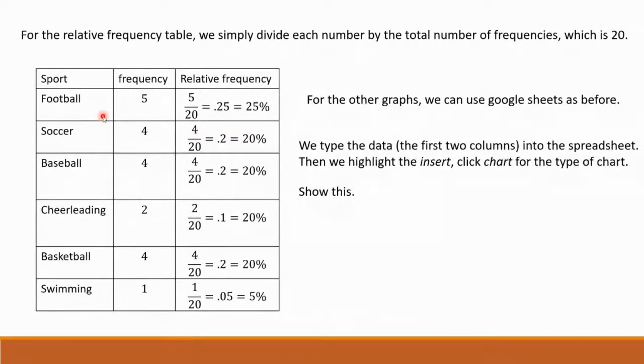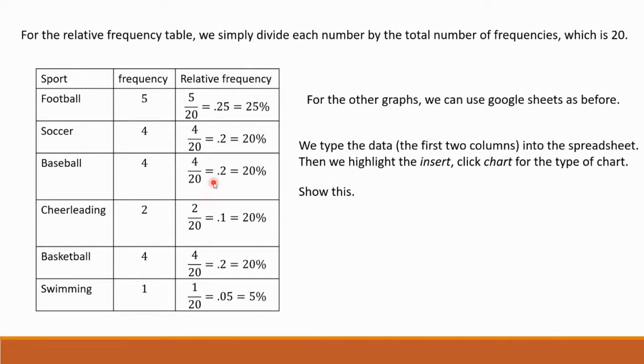So what we have here is football. We saw the frequency is 5. Remember, there are 20 students in the sample, so the frequencies should add up to 20. So this is what we get here. We have 5 over 20. Again, you just add up and divide to get the relative frequency. So 5 over 20 is 25%. For soccer, we have 4 over 20, which is 20%, and so on. That one's pretty straightforward.